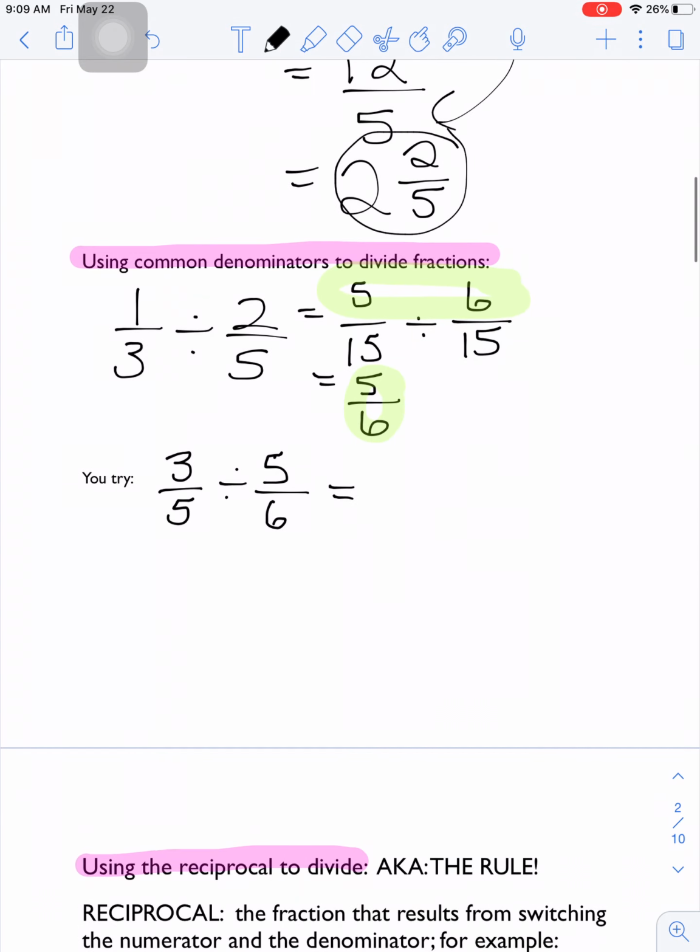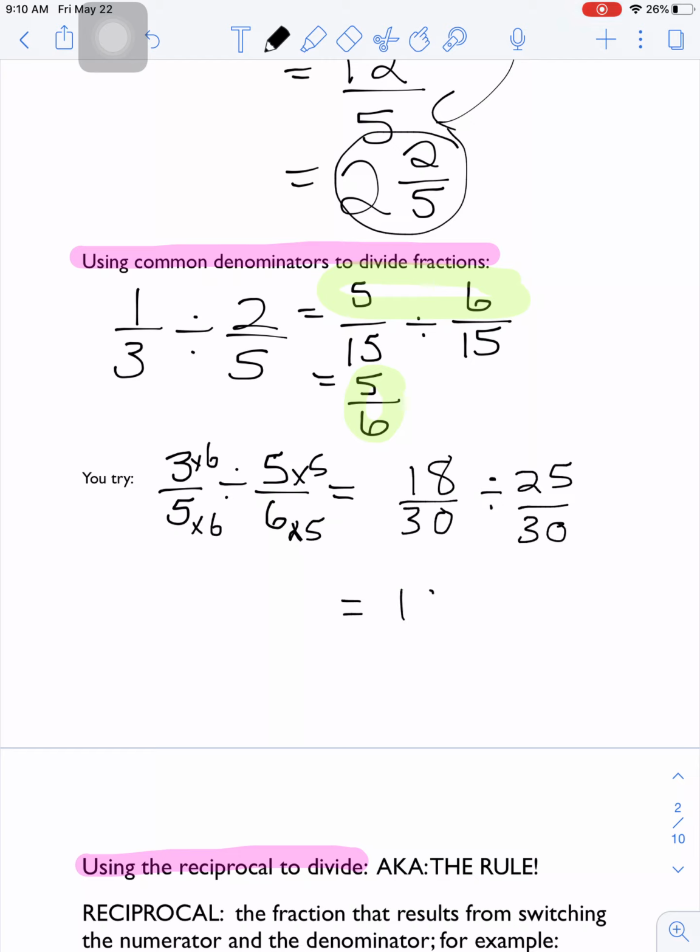So we'll try this one. 3/5 divided by 5/6. So find the common denominator. That would be 30 for this one. So 5 times 6 is 30. Then 3 times 6 is 18. 6 times 5 is 30. So 5 times 5 is 25. When I put the first numerator over top of the second numerator, I have an answer of 18/25.